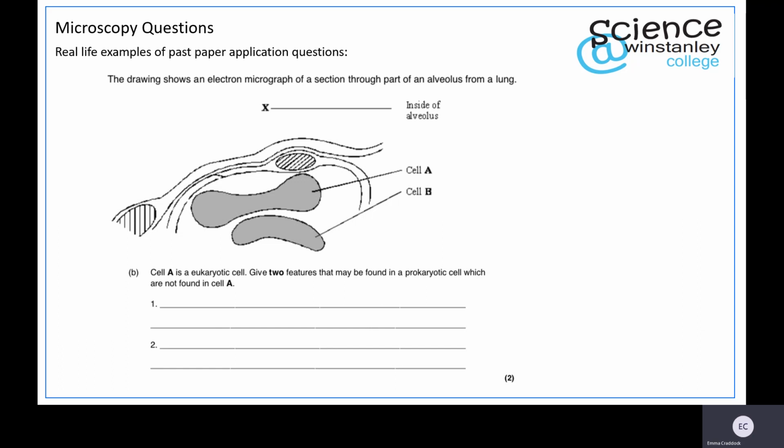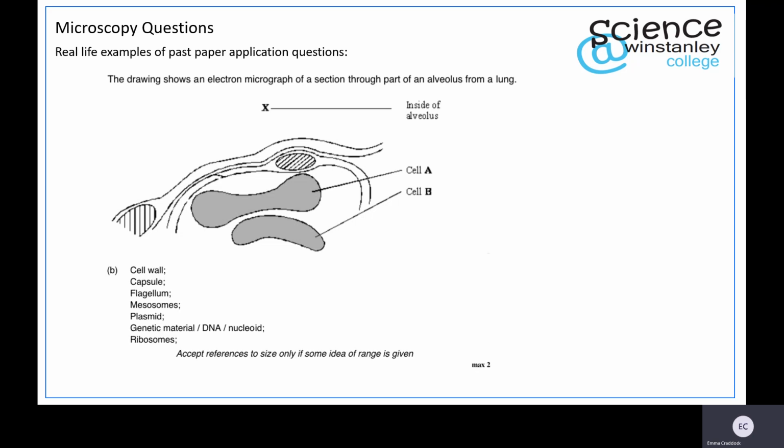So B, cell A is a eukaryotic cell. Give 2 features that may be found in a prokaryotic cell, which are not found in cell A. So pause the video and have a go. So it lists here some things that are found in prokaryotic cells but will not be found in cell A. So that's your cell wall, capsule, flagellum, mesosomes, plasmids, genetic material not inside a nucleus, so it could be a nucleoid or free DNA, and ribosomes.